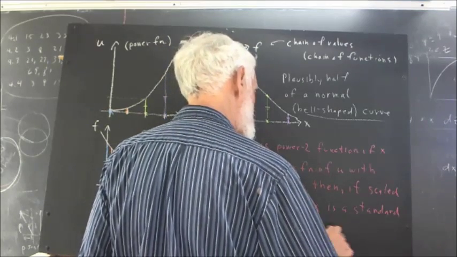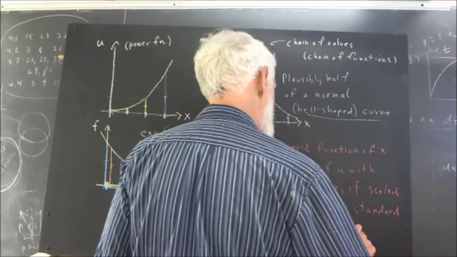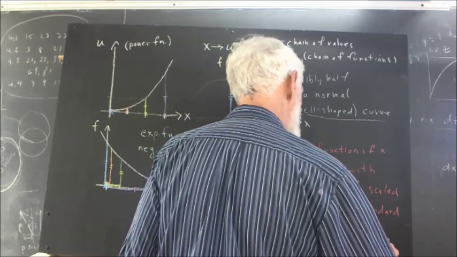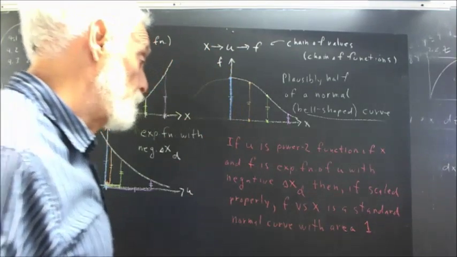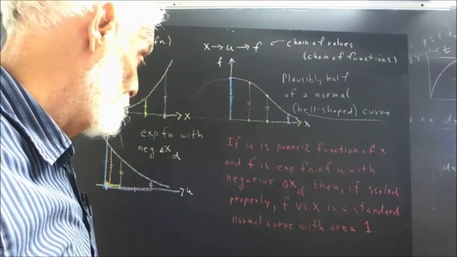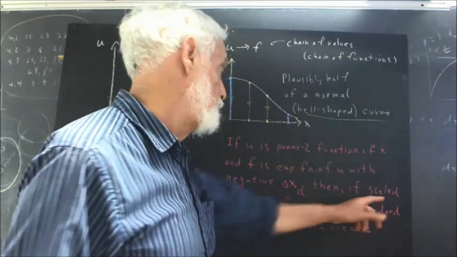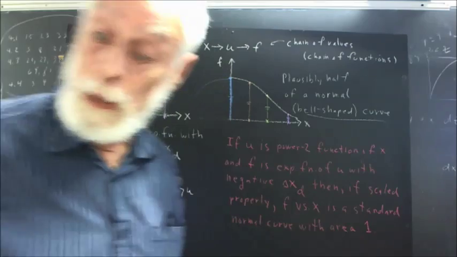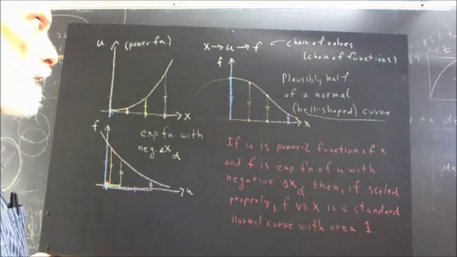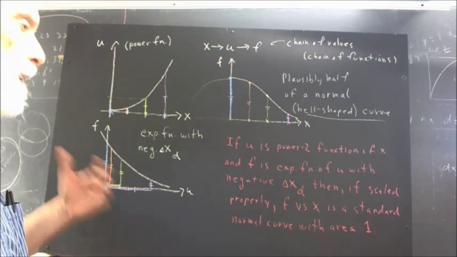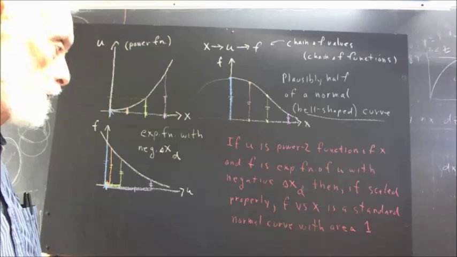With area 1. That means the total area between the curve and the x-axis is 1. Okay? And by scaled properly, I mean you scale it so that the area is 1. If you do that, you have a curve that can at least be labeled as a standard normal curve.